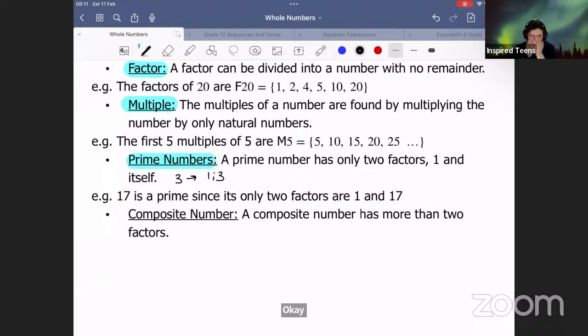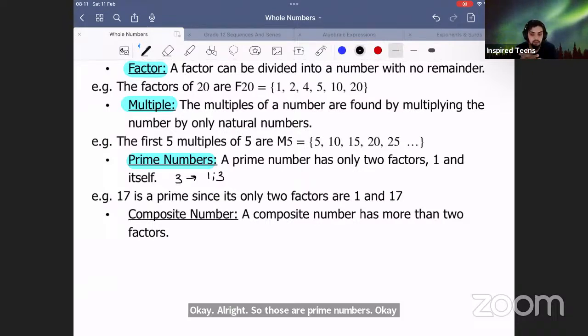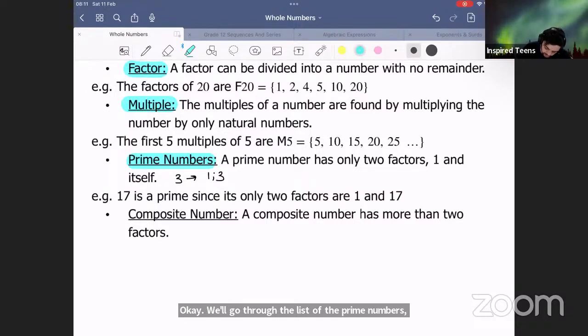Right, so those are prime numbers. We'll go through the list of prime numbers, and you should know your first few prime numbers. The example is that 17 is a prime since its only two factors are 1 and 17.